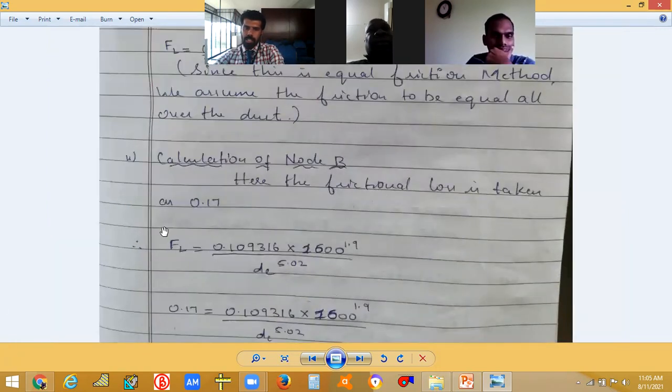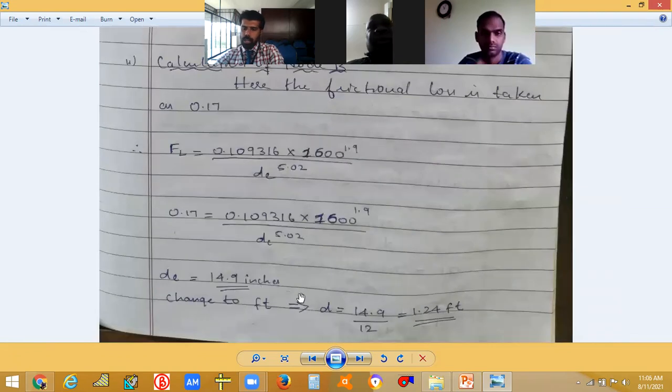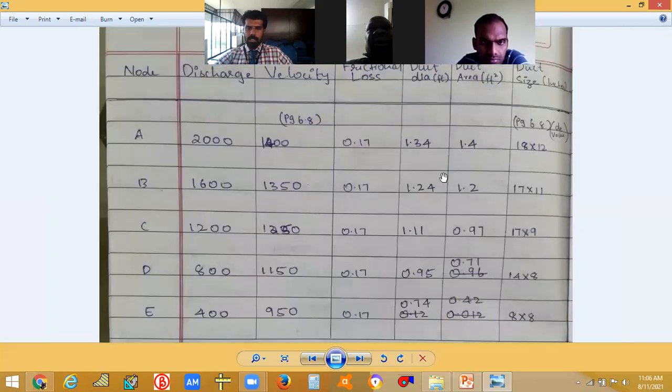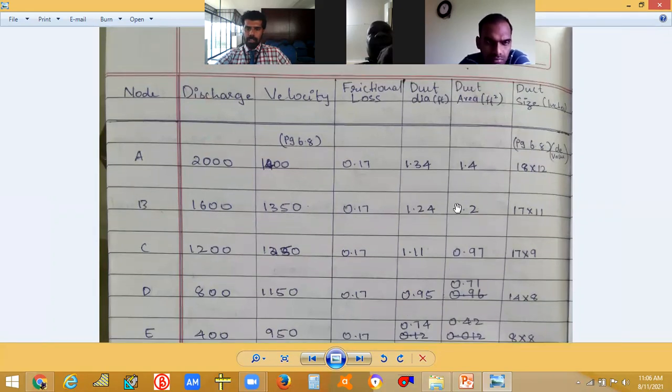First you give the 0.17 in this equation and find the d value. When you get the d in inches, convert it into feet. When you get the diameter in feet, find the area, A equal to pi by 4 d square. Then when you get the area, equate in the equation Q is equal to A into V. Q you know, A you know, from that you find the V. And see whether you are getting this answer or not. Whether you are getting velocity, duct area and duct diameter. Find it out.